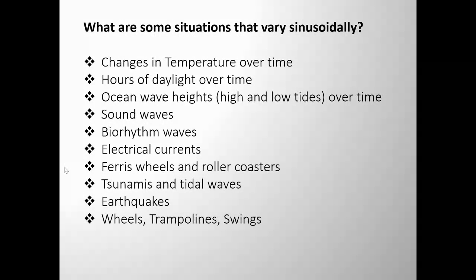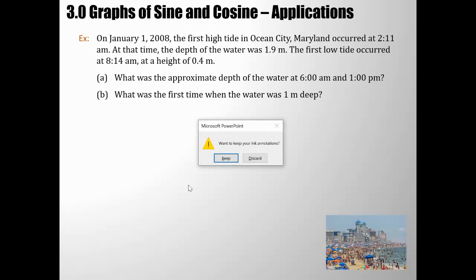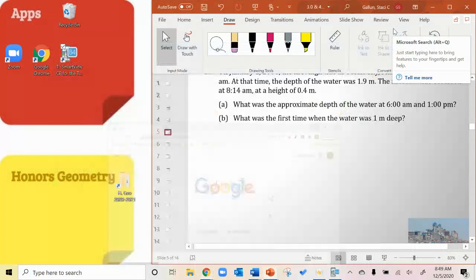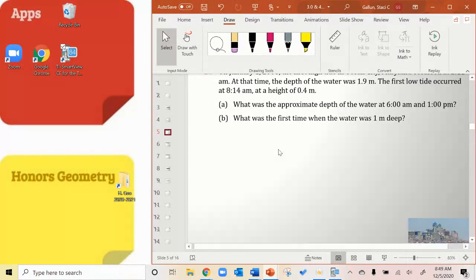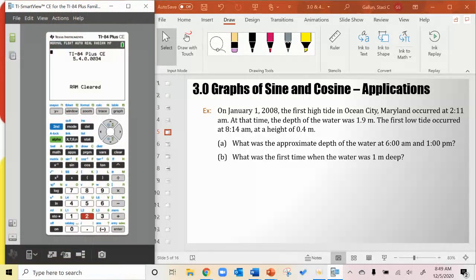So again, not comprehensive. I'm sure you can find some more, but you're more than welcome to look at some of these and see how they do vary sinusoidally, or look at some situations with it. I encourage that. So let's get started with example 1. I'm actually going to make my screen smaller because I want to have my calculator with me as well. I don't want to scroll too much, so I'll grab my calculator.